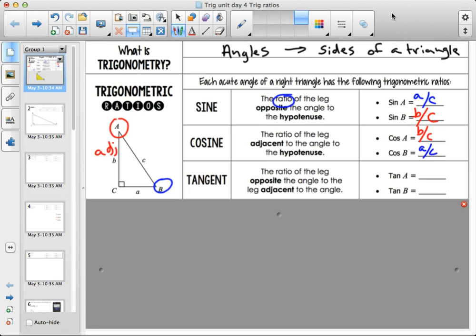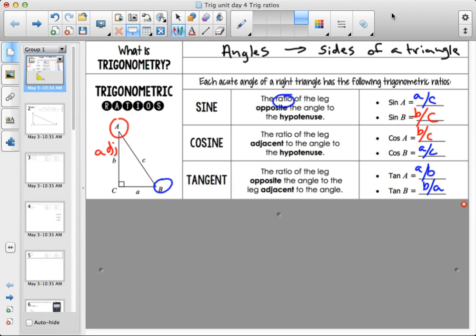The last function is tangent, and this refers to the ratio of the leg opposite of the angle to the leg adjacent to the angle. So when we look at A, opposite of A is going to be small letter a, and adjacent to A is going to be small letter b, so a over b. Notice this does not contain the hypotenuse. Tangent of B is going to be the side opposite of angle B, which is small letter b, and the side length adjacent to B, which would be small letter a.